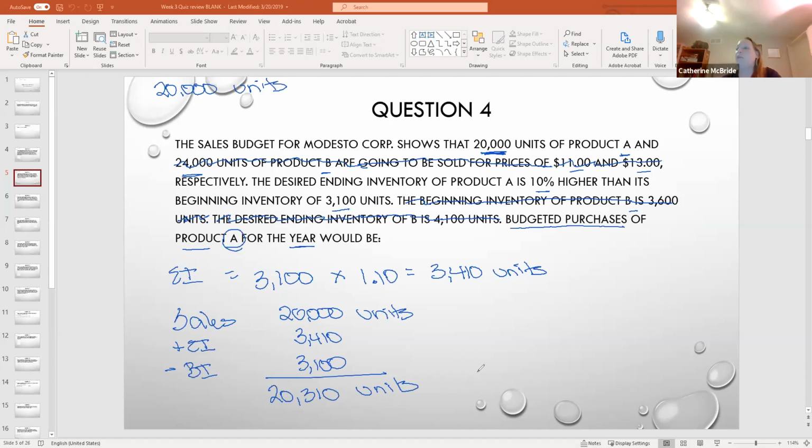This is for production. So we have to plan for the units that we're going to sell plus the ending inventory, and we don't have to do what we already have in beginning inventory.